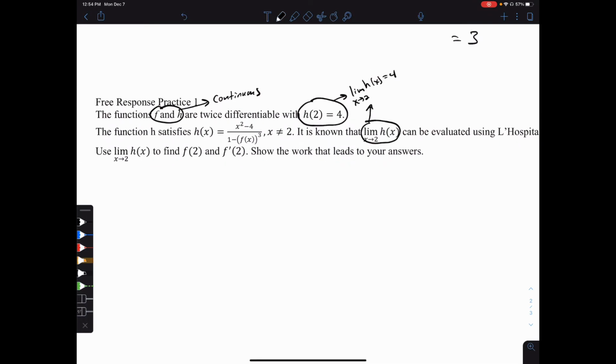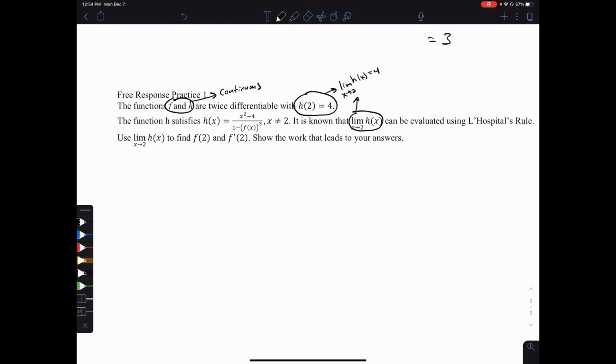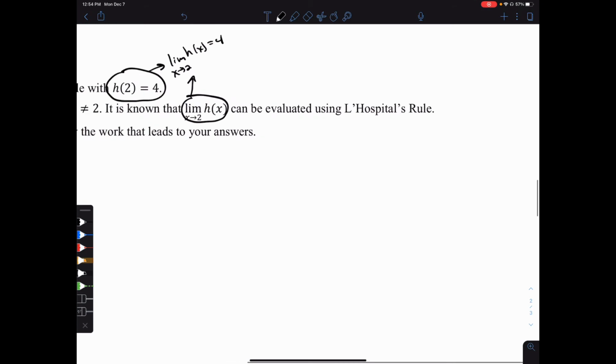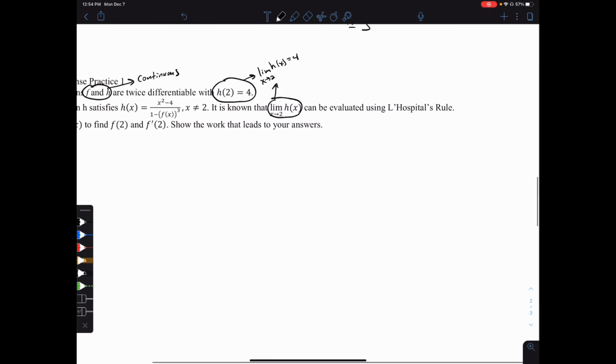That's super important. It's implied in this. It is not explicitly said. And that's one of the keys to this problem. Something else, it says this limit can be evaluated using L'Hopital's rule. Well, that must mean the top and the bottom have to both either go to infinity or they both go to 0. If you look, if we put a 2 into the top, we're going to get 0.